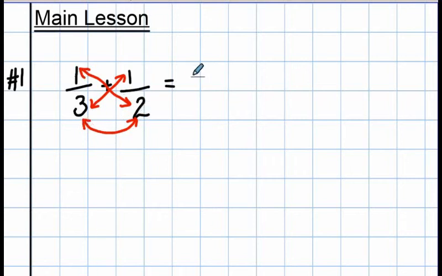1 times 2 is 2. So that goes on the top line. Plus 3 times 1. All over 3 times 2 is 6. And then you work out what the top is. 5 over 6. And there you go.